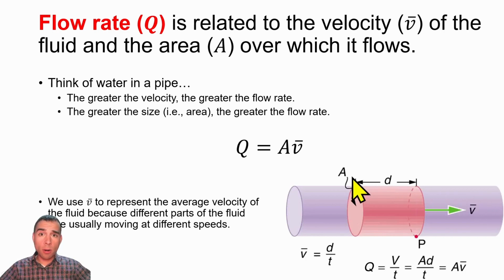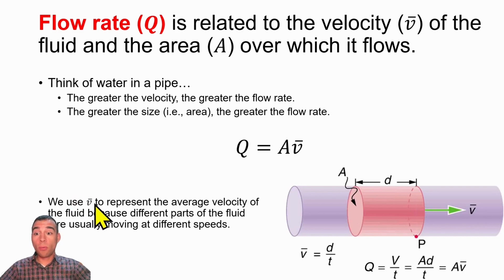So if we think about water passing through some pipe like this one here, it makes sense that if the pipe got wider, if it had a greater area, then the flow rate would increase. And it also makes sense that if the speed at which water is moving through this pipe increases, then more volume would also pass. So the flow rate, Q, can also be written to be dependent on the area of a channel through which a fluid is flowing times the speed at which that fluid is flowing.